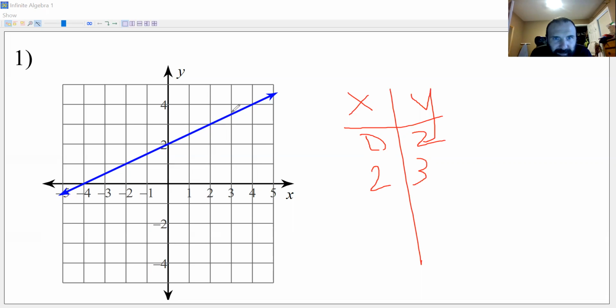Another point on this line, I'm not going to pick this one. I'm going to pick this one. It's right on the corner there. Looks like 4 and 4. I'm actually going to pick another point back here, just because there is a point back here. And it looks like when X is -2, Y is 1. So when X is -2, Y is 1.